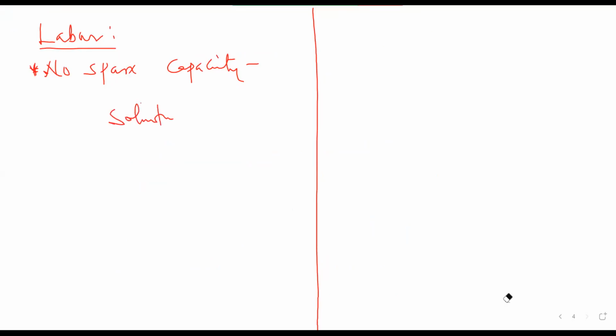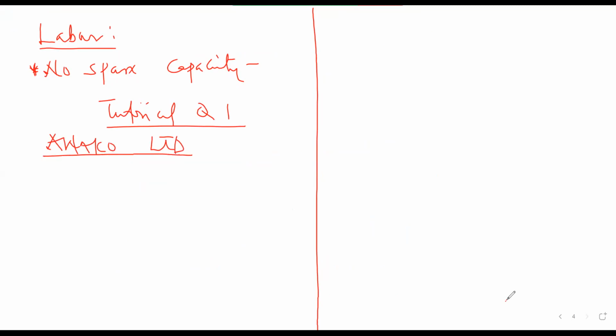to tutorial question 1, Awaku Limited. Okay, so we have the statement of relevant cost. Okay, so we start with materials.